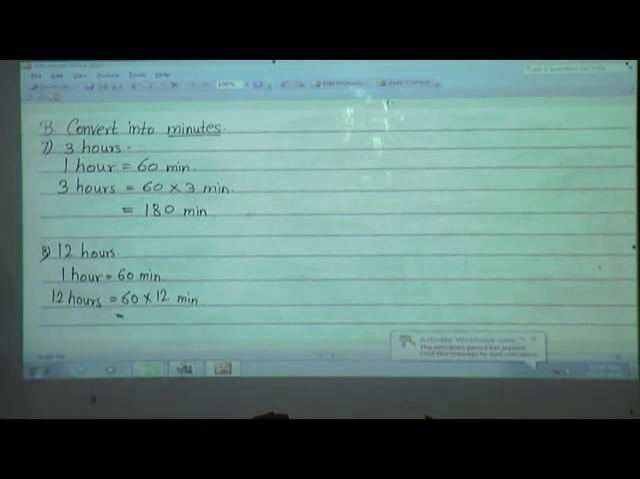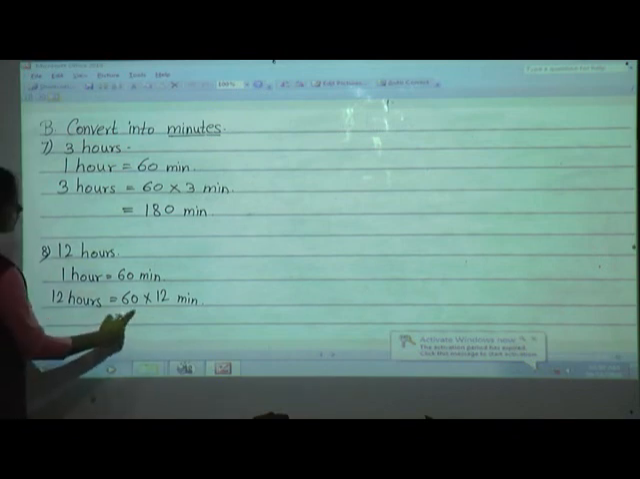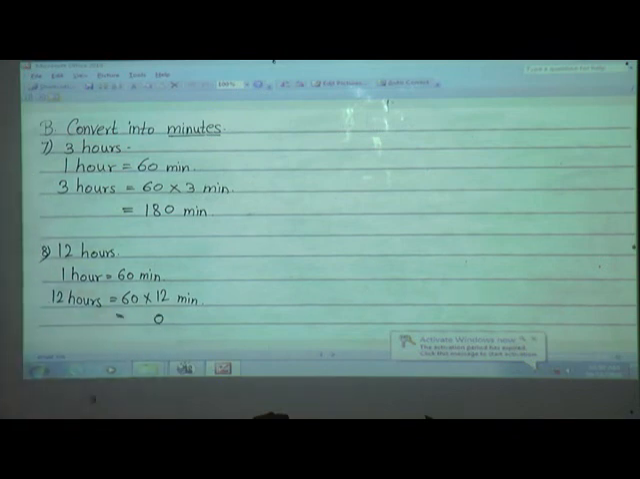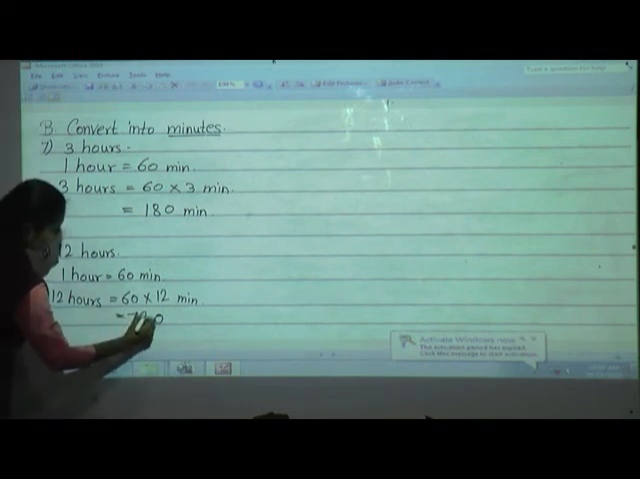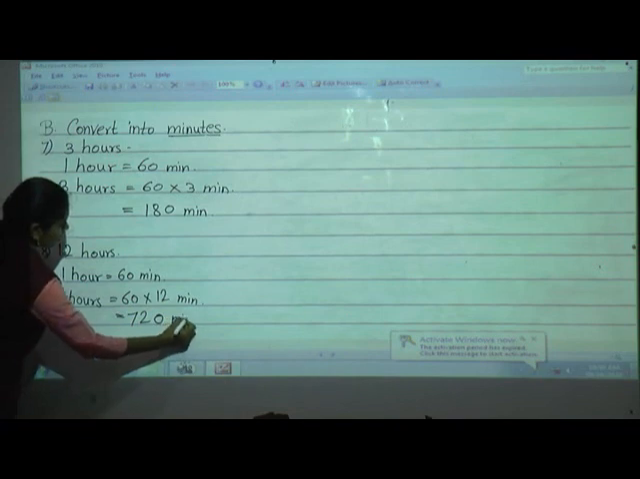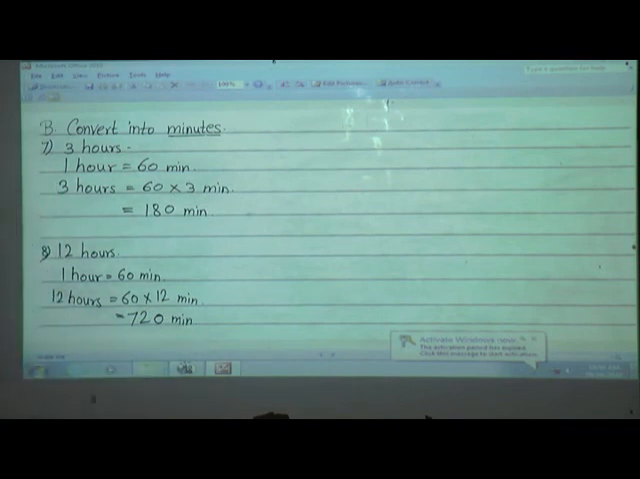Now you have to do the multiplication. You know the table of 12 now. 12 into 0, 0. 12 6s are, yes, 72, correct. So write here 72. So 60 into 12 is equal to 720. So 12 hours is equal to 720 minutes. Okay. Now the next example is 2 days.